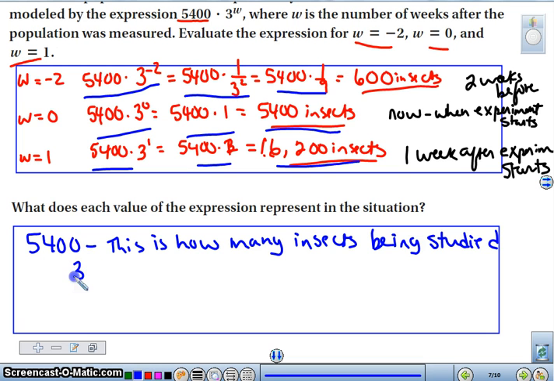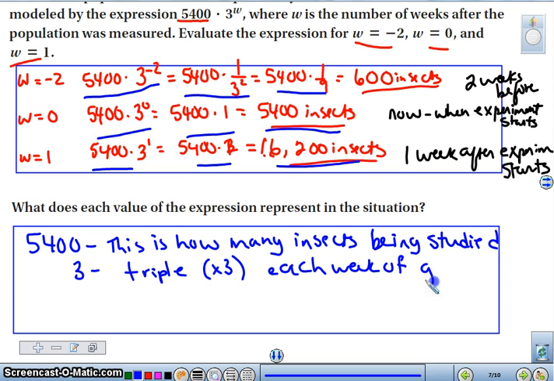What does the 3 stand for? It is tripling. When they tell you that something triples, we're thinking times 3. And so it's times 3 each week of growth. So the 3 means, if it would have been doubling, we would have had a 2 there.